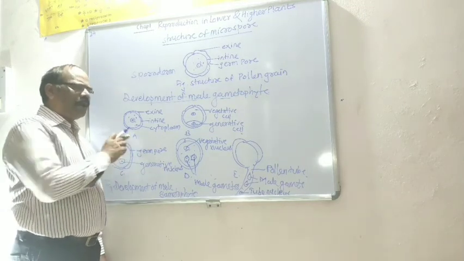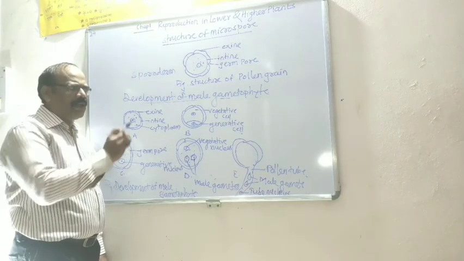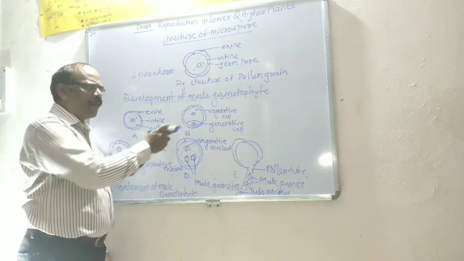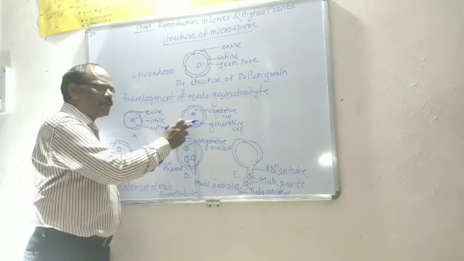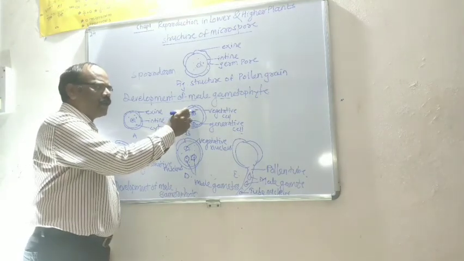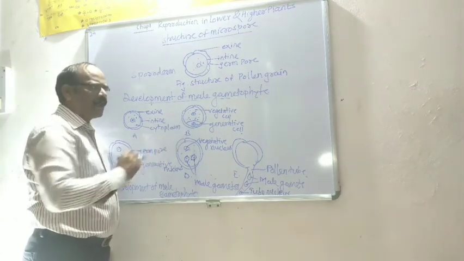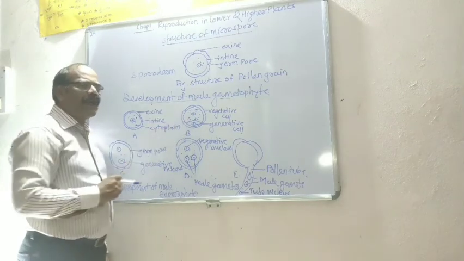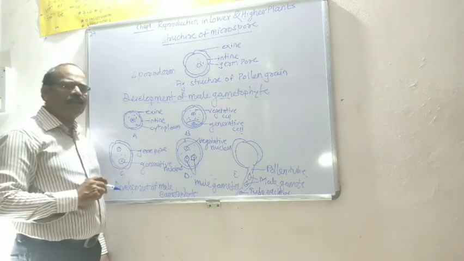In the microspore, mitotic divisions take place. In the first mitotic division, the pollen grain divides mitotically, forming two unequal cells. The bigger cell is called the vegetative cell, and the smaller cell is called the generative cell. The vegetative cell has a rich amount of nutrients and cytoplasm with the nucleus, and the generative cell is suspended in the cytoplasm of the vegetative cell.